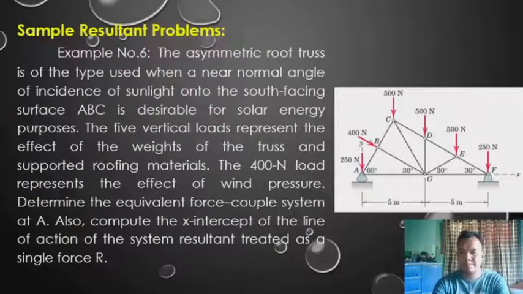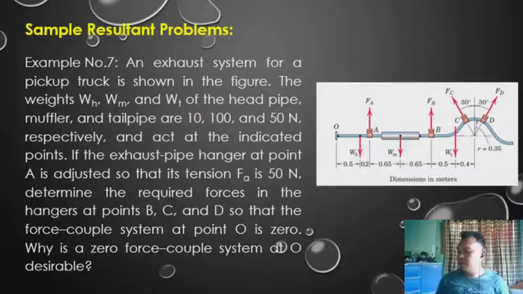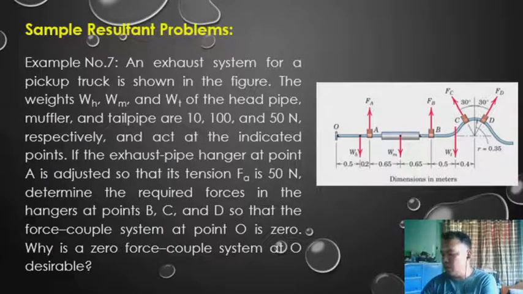So, next. Next problem po tayo. Okay, problem number 7. So, we have here an exhaust system of a pickup truck is shown in the figure. The weights WH, WM, and WT of the head pipe, muffler, and the tailpipe are 10, 100, and 50 Newton respectively and act at the indicated points. If the exhaust pipe hanger at the point A is adjusted so that its tension FA is 50 Newton, determine the required force in the hanger at point B, C, and D so that the force couple system at point O is zero.